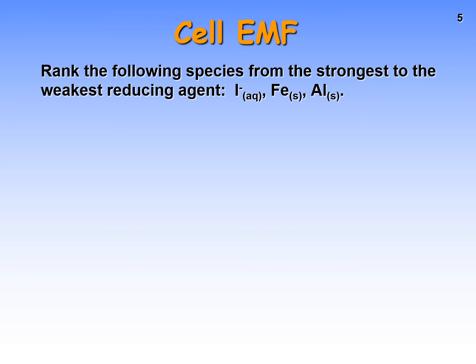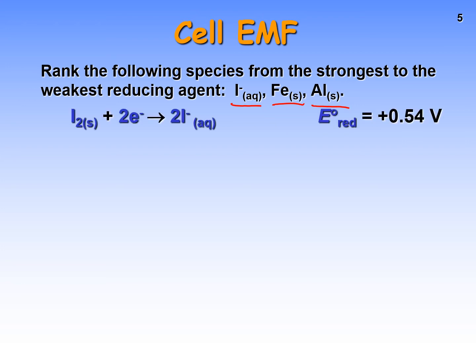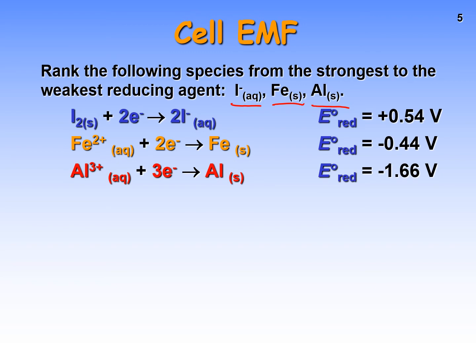Anyways, rank the following species from strongest to weakest reducing agents, right? So we got I-, we got Fe solid, and we have Al solid as well. And we want to know which one of these is going to be the strongest, which one is going to be the weakest reducing agent. Now, how do we do this? Well, we got to look up some values. So we look up the reduction potentials of each one of these guys, and those are them.